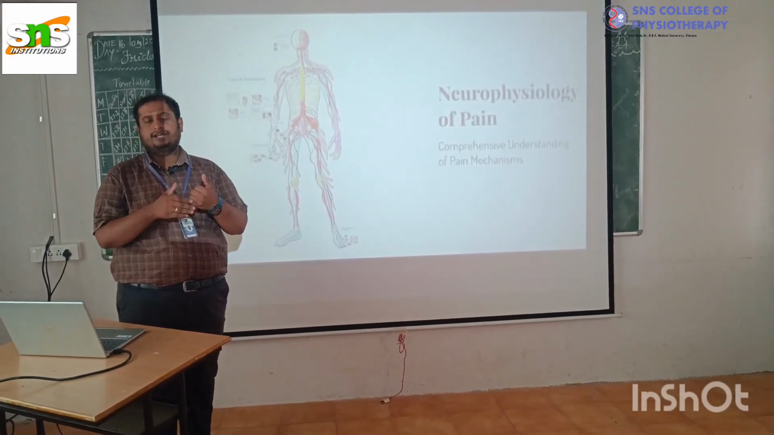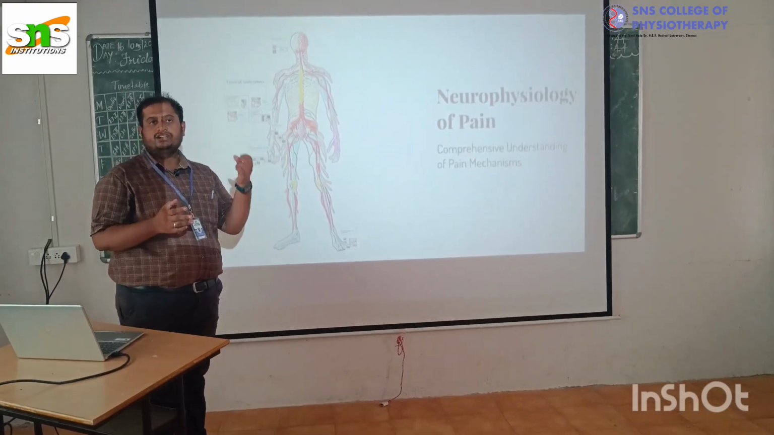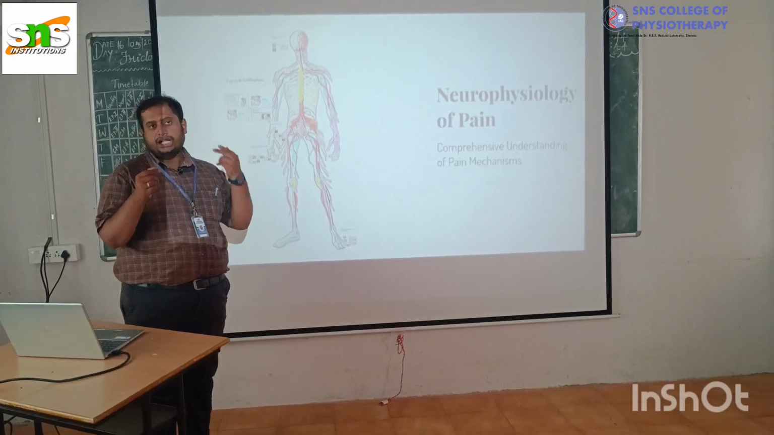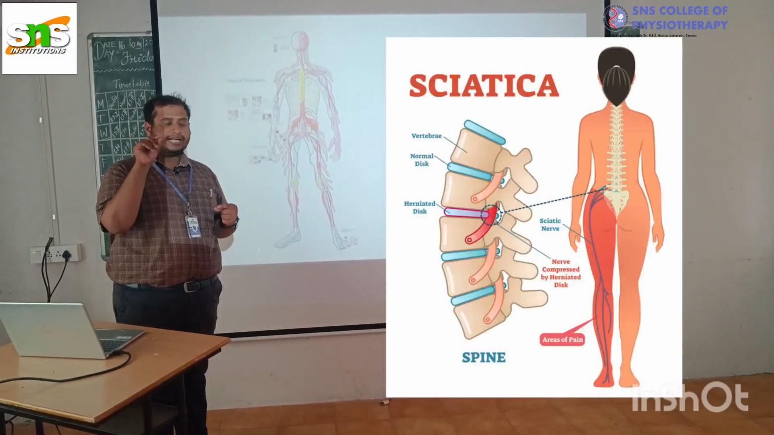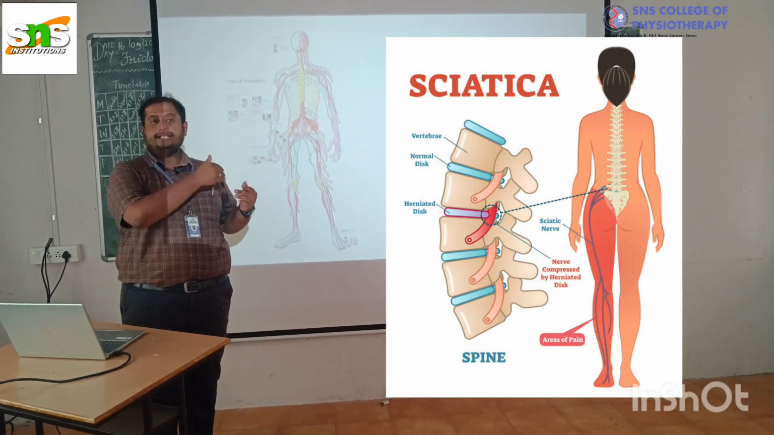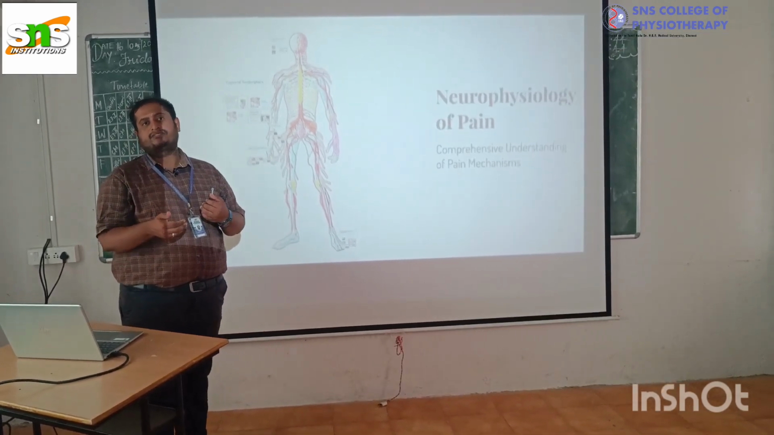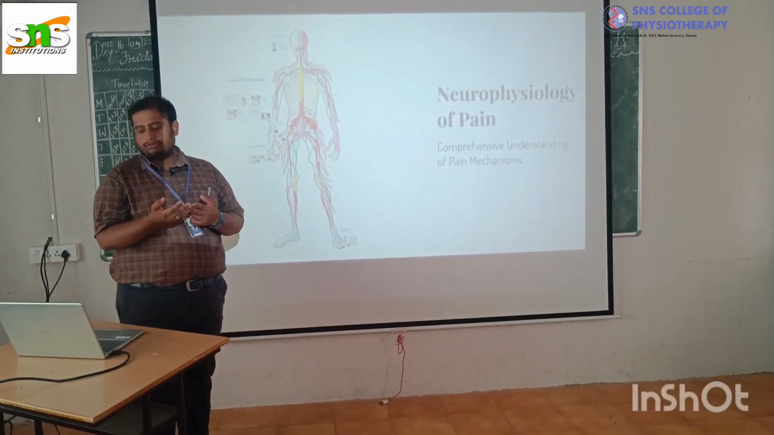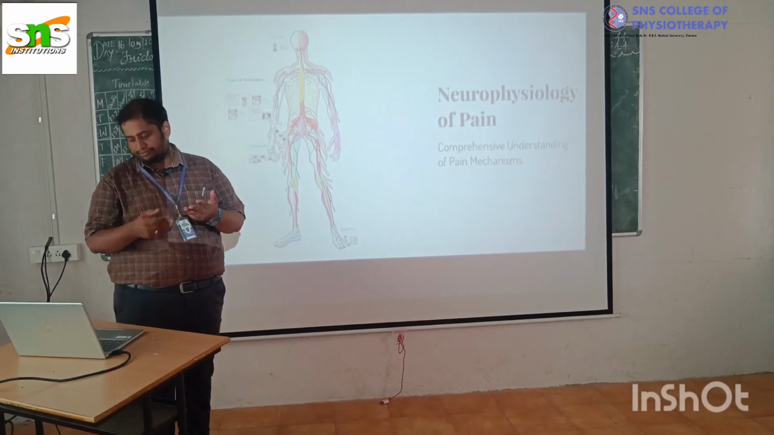Next we call it radiating pain. Radiating pain is when the pain is because of any nerve and nerve pinching sensation, like cervical radiculopathy or sciatica. The pain's starting area is different, but throughout the nerve course it radiates to the next part of the body. It is called radiating pain. Then we go with slow pain and fast pain. There are so many types of pain.